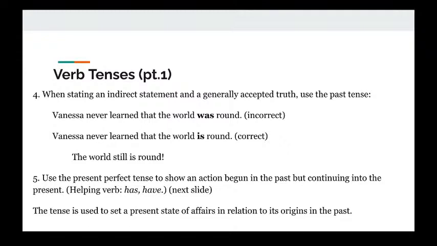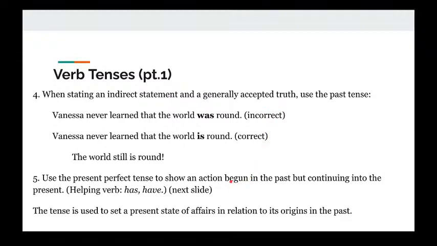So then you would change it to the present tense. It would read, Vanessa never learned that the world is round, because the world is still round. So that's why the second form of the sentence here is correct, and we don't use the past tense. This is supposed to say do not use the past tense. That's my mistake, but here are the examples. Follow the correct rule. It should be, when stating an indirect statement and generally accepted truth, you do not use the past tense.